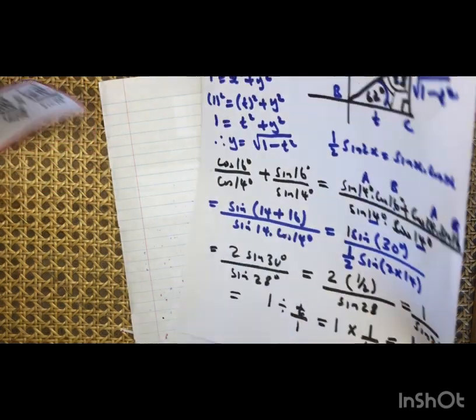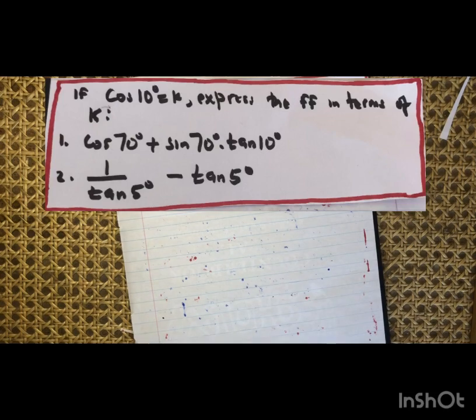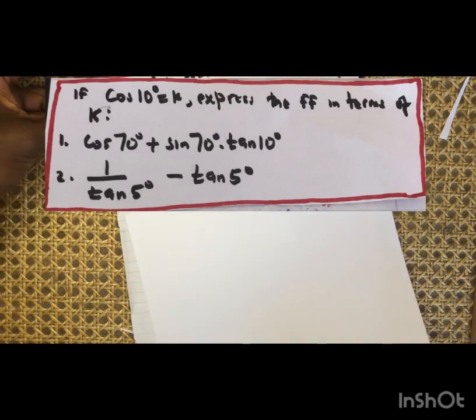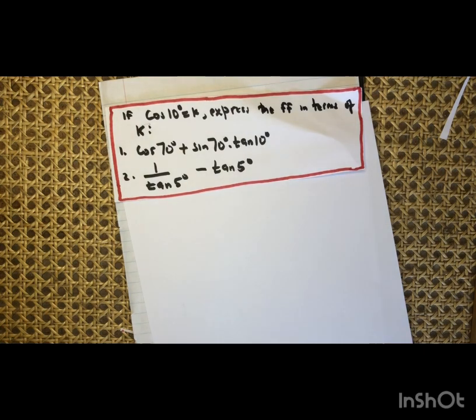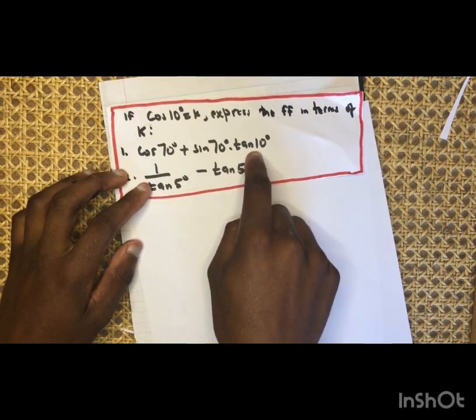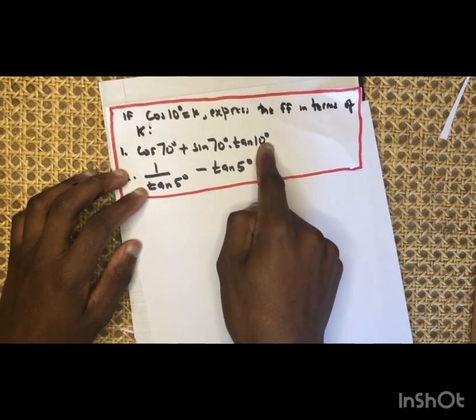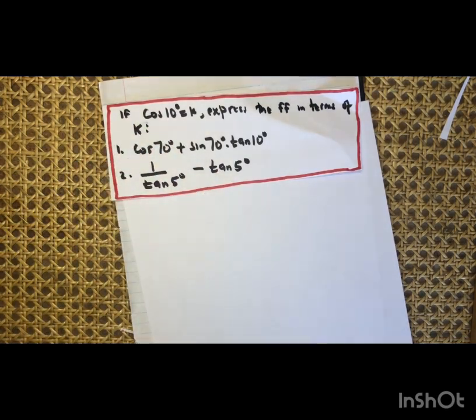Right. So let's see the next one. Let's see what we have. We are given this question. If cos 10 equals k, express the following in terms of k. We have cos 70 plus sine 70 times tan 10, and 1 over tan 5 minus tan 5.